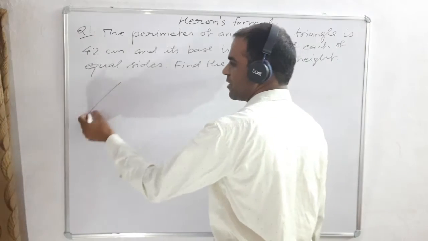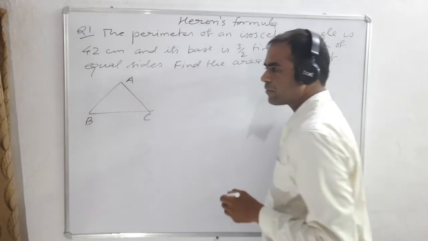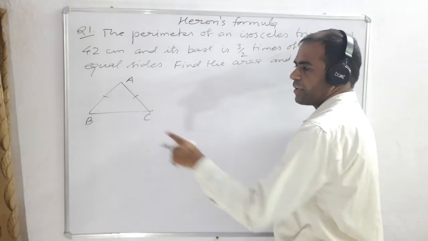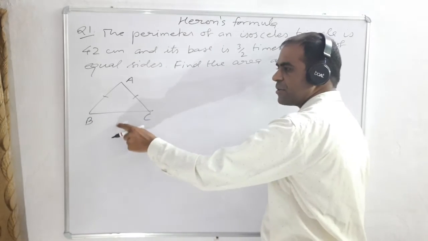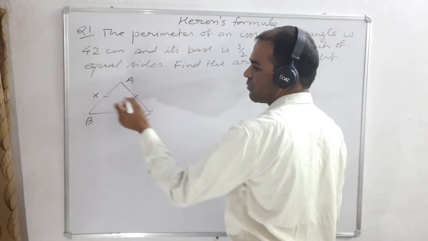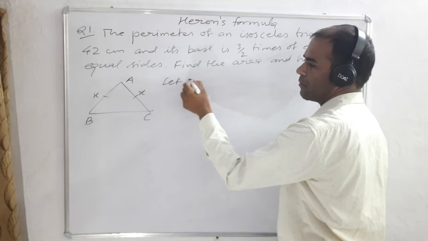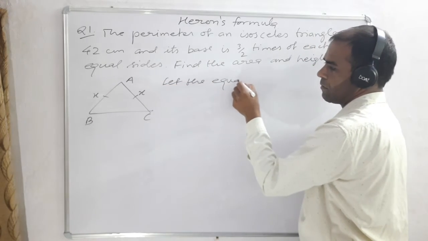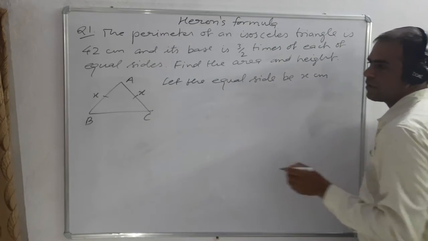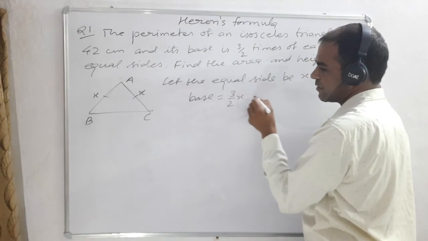So given an isosceles triangle, ABC is an isosceles triangle. In an isosceles triangle, two sides are equal, and this is the base, and base is 3 by 2 times of each of the equal side. So first of all, we should assume the equal side. Let the equal side be x centimeter. Then its base is 3 by 2 times of x.